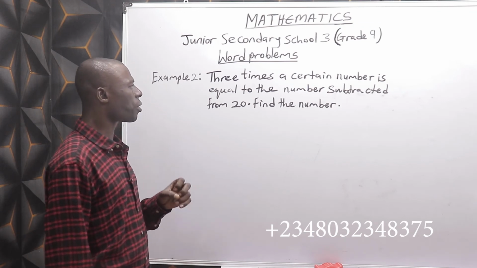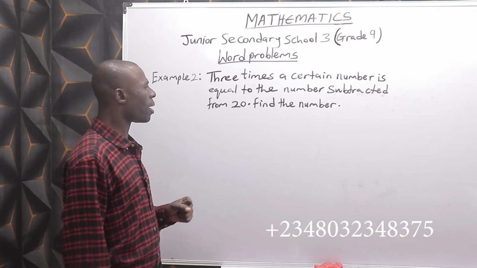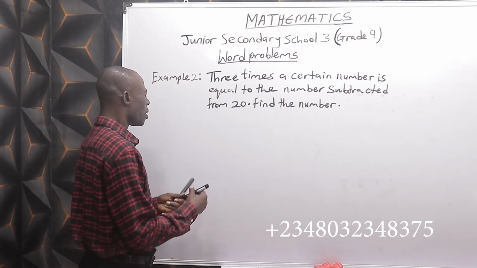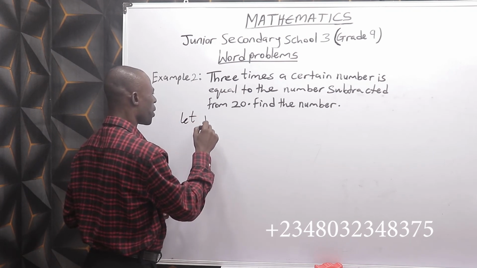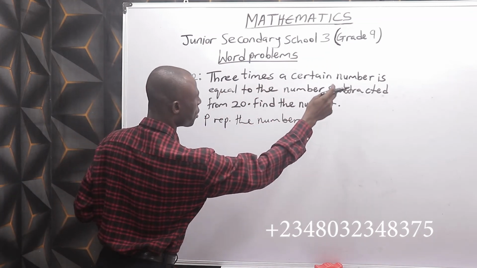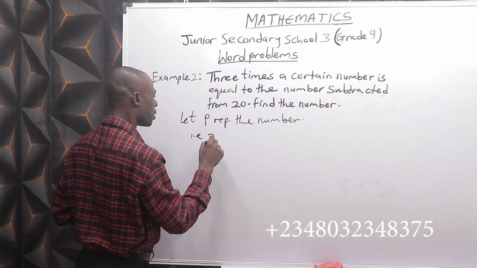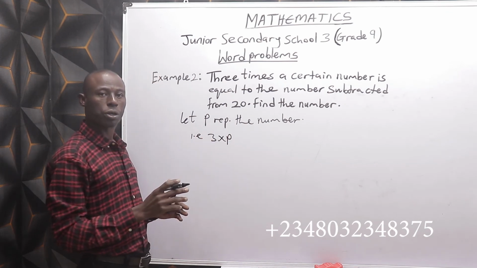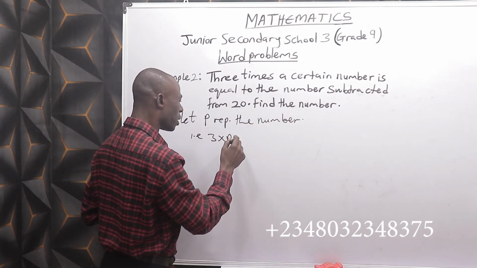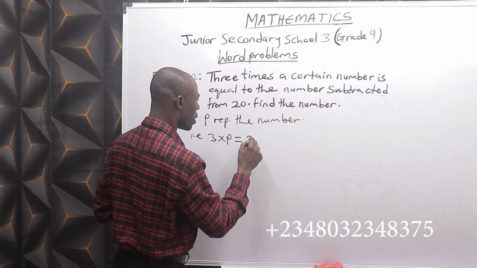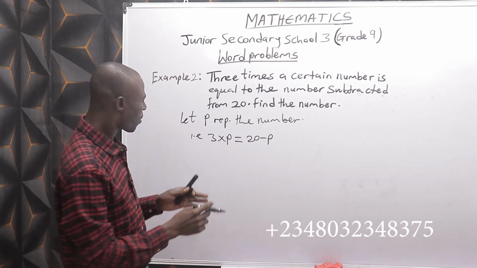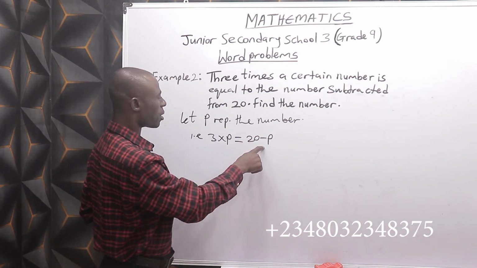3 times a certain number is equal to the number subtracted from 20. Find the number. Let P represent the number. So 3 times a certain number, that is 3 times the P that we use to represent the number, is equal to the number subtracted from 20, is equal to 20 minus the number. Do you understand?